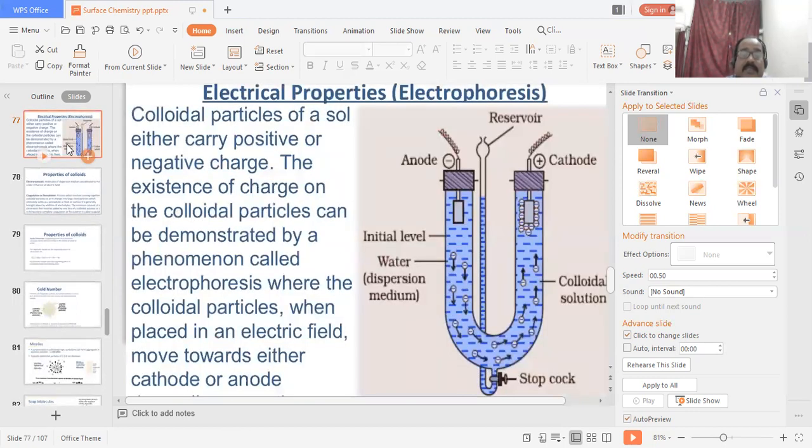And the next topic is electrical properties, means electrophoresis. We will discuss these electrical properties, or electrophoresis, in our next video.